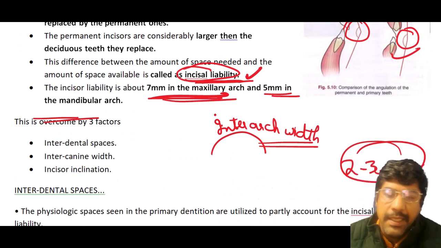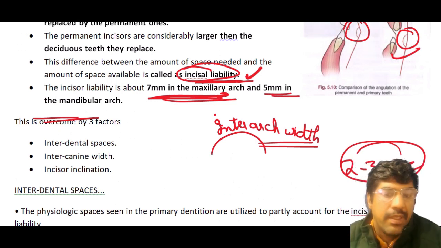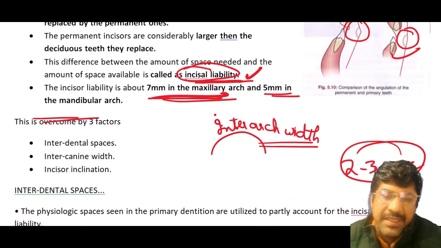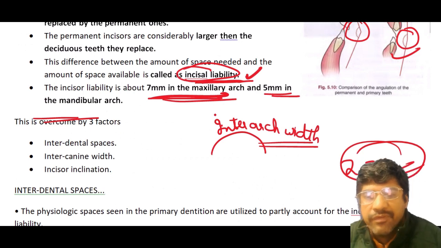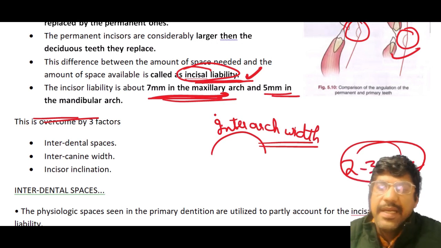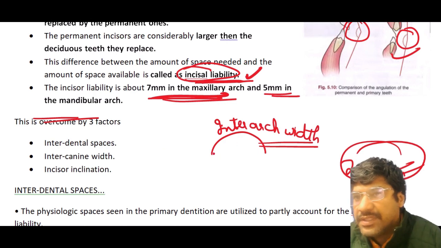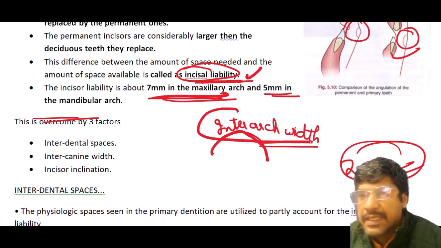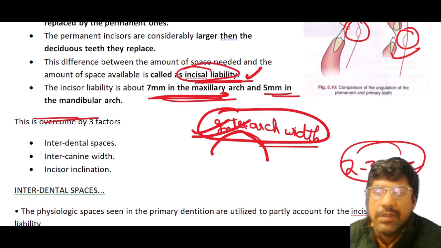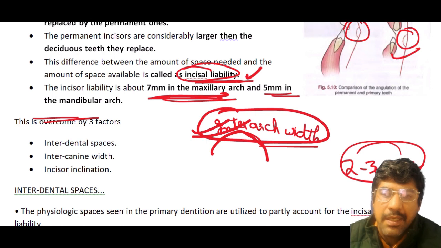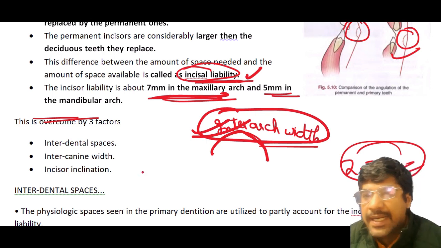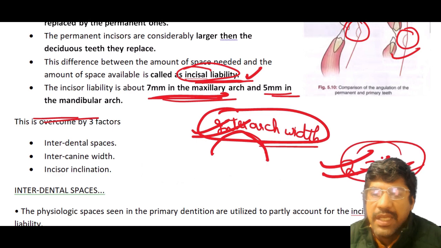The first is the interdental physiological spacing. Naturally, we know that spaces between the primary incisors provide about 4 mm in the maxillary arch and 3 mm in the mandibular arch. Second, significant growth occurs during the eruption of incisors and canines that causes an increase in the interarch width. The eruption of the permanent incisors labially compared to primary incisors provides additional space of 2 to 3 mm.